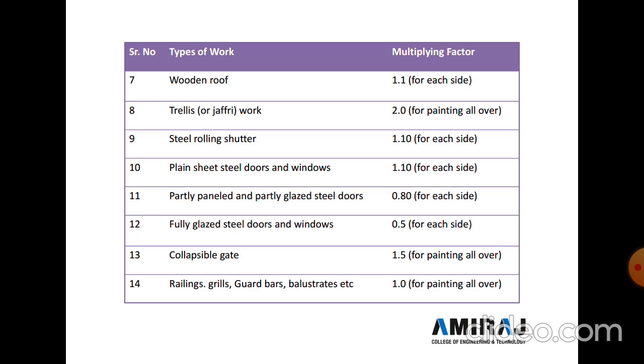And collapsible gate, 1.5 for painting all over. And railing, grill, guard bars and balustrade, multiplying factor is 1.0 for painting all over.